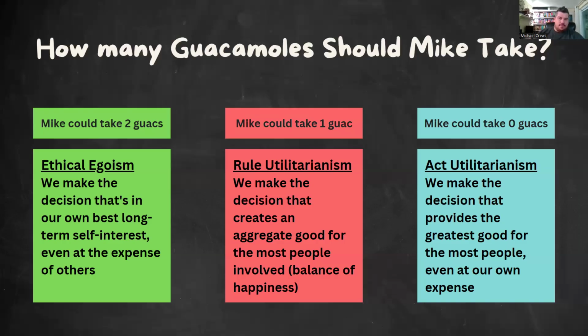So this would be me taking one guacamole, right? I could take one for myself, create some happiness for me, and create some happiness for others by leaving one behind. So this is a way that we could look at it. If we were running the critical thinking application and trying to come up with options, I could take 2 guacs, 1 guac, 0 guacs, right?